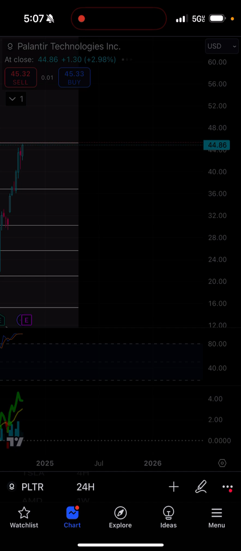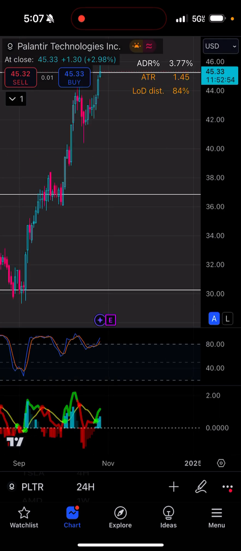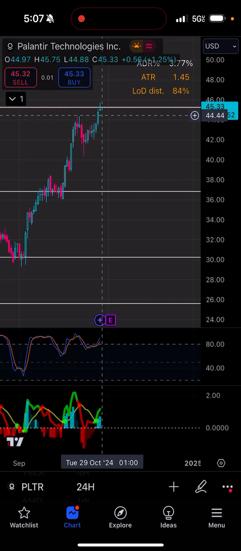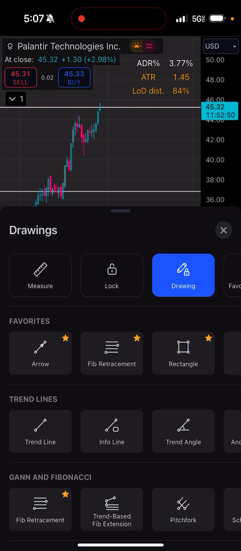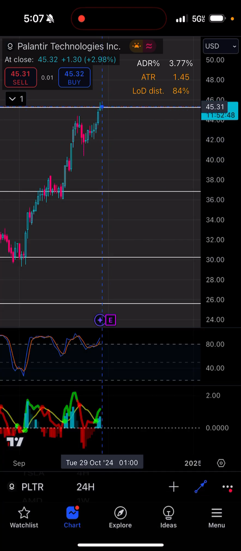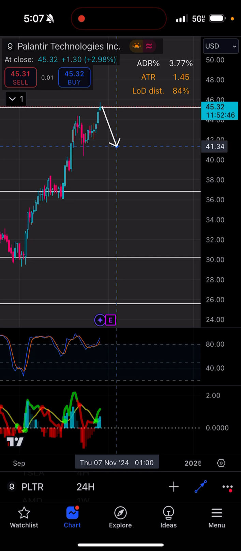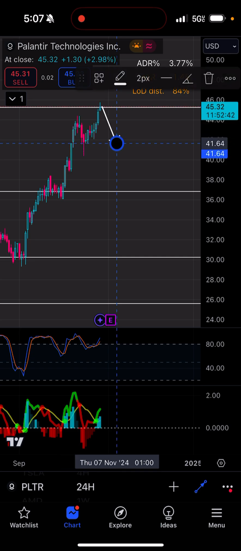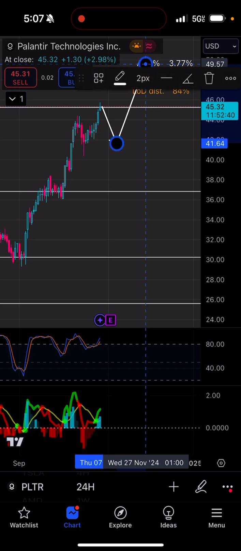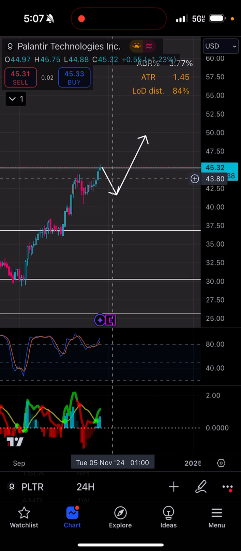If you want to do just a couple of options, maybe a month out, my personal choice would probably be puts, maybe down here somewhere in this area, because you do have support at 41.64, right? And then before you see it push up. So personally, I think you might actually see a drop here.